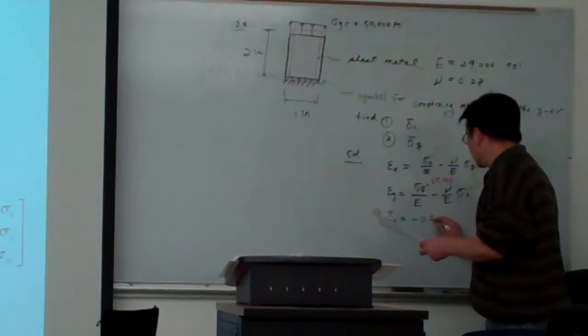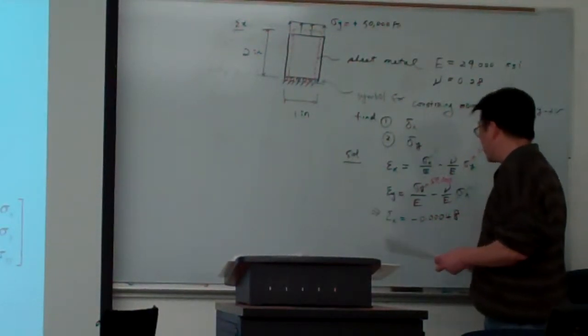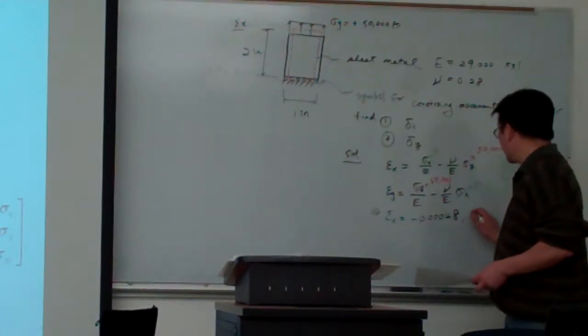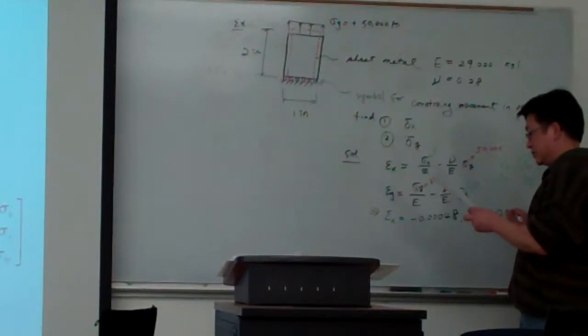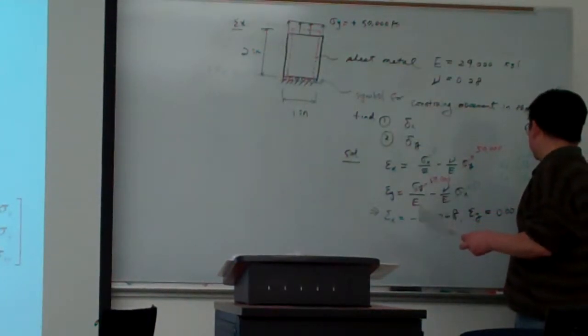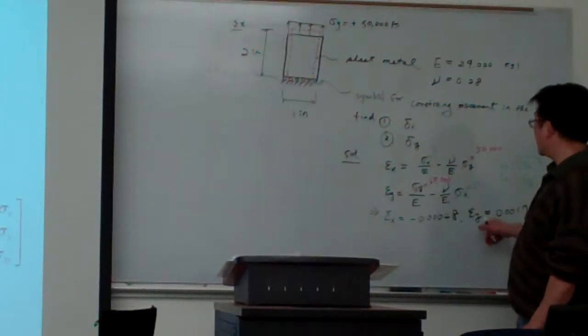Minus 0.00048, no unit. And then epsilon y will be equal to 0.001724. Okay, so we have this one.